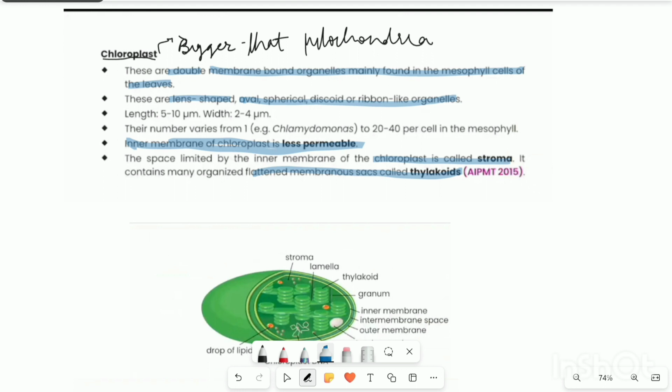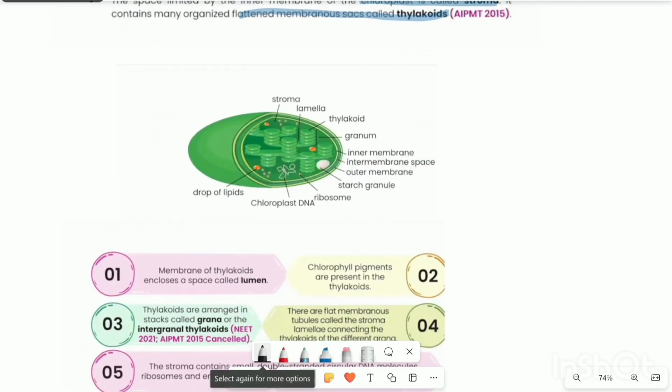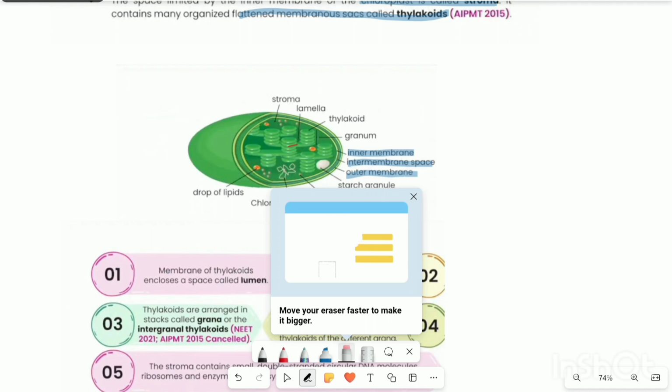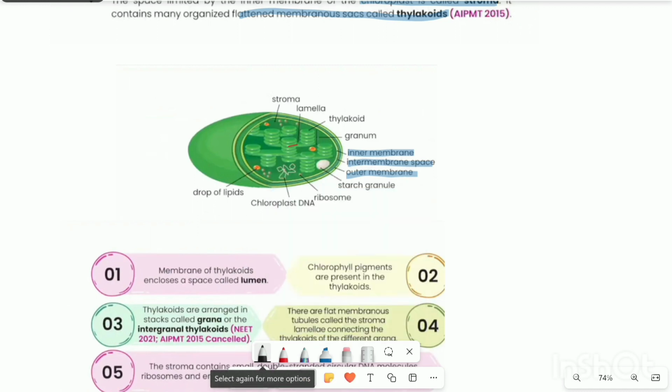See the diagram. This is the inner membrane, we can see the outer membrane, and between outer and inner there is the intermembranous space. Now inside we can see this fluid, which is called stroma, and this disc-like structure is thylakoid, and this group of discs is called granum. And this granum is connected by stroma lamella.